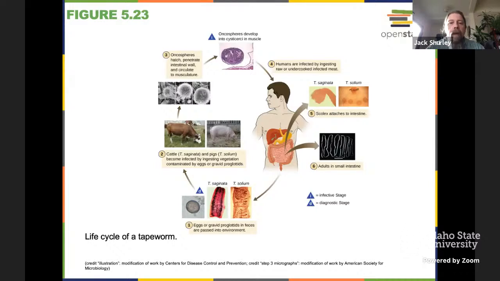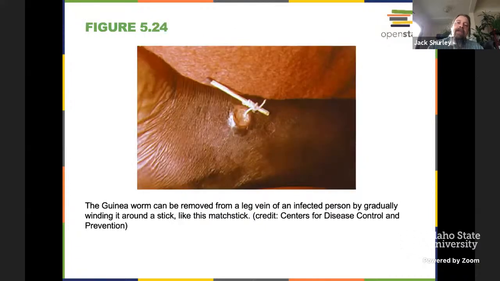This next one I think is pretty impressive. It's a little bit disturbing at the same time. This is the guinea worm. Guinea worm is a roundworm, a nematode. Dracunculus is the genus. Dracunculus medinensis is the guinea worm, and the infection we call dracunculiasis.